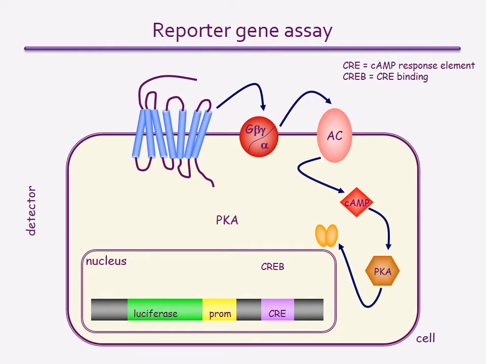Upon activation, CREB translocates to the nucleus where it binds to Cre, the cyclic AMP response element, which is part of a DNA sequence just upstream of the luciferase promoter, which is in turn activated. This promotes transcription of the luciferase gene, resulting in the production of luciferase protein. Luciferase generates a luminescent signal which is detected optically and gives a direct readout of receptor activity.